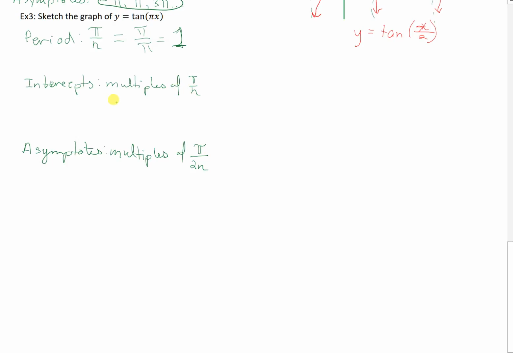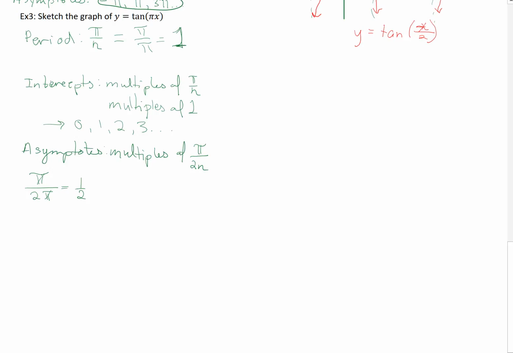My intercepts, that means they occur at multiples of 1. So that means 0, 1, 2, 3, and so forth. So essentially this is the graph without the pi's. And then finally multiples of pi on 2n. If we want to see that written out, that's pi on 2 pi. Those cancel out. That's just multiples of 1/2.